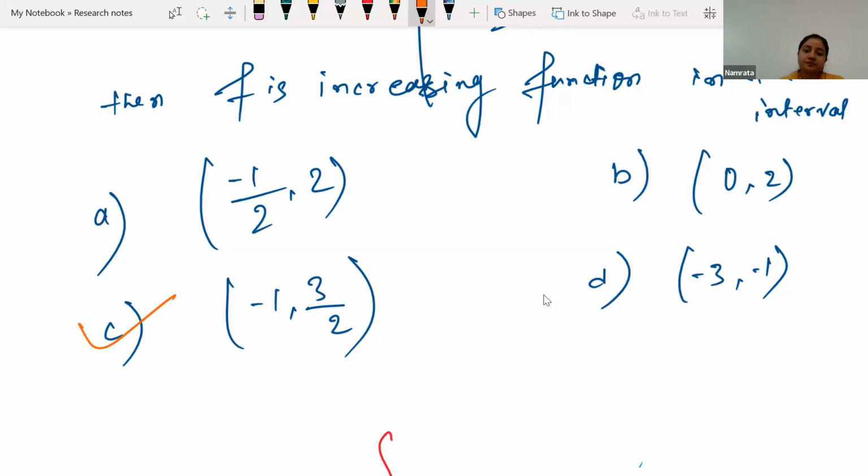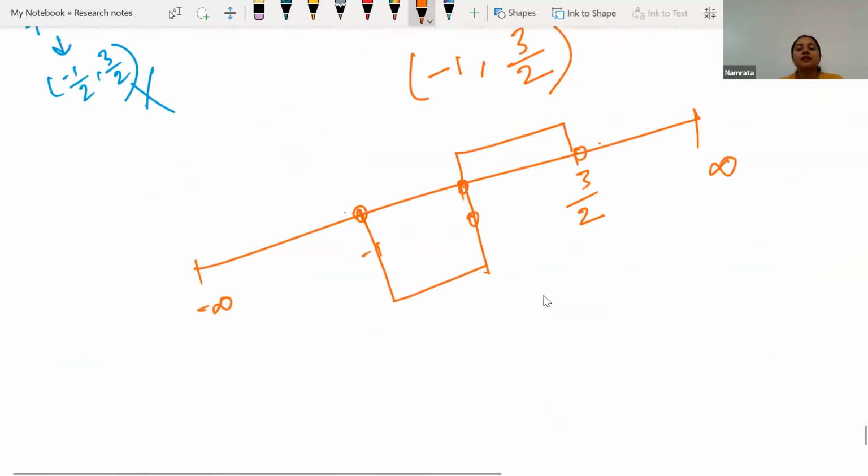Yes, sir. This is how we will deal with a piecewise function. If this is not clear, let me take one more question from here only. Definitely you will be able to understand.